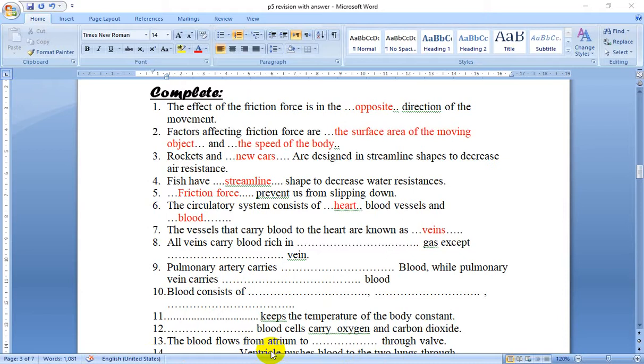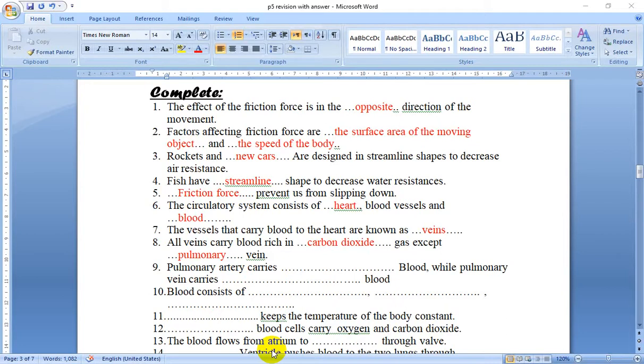as veins. Number 8. All veins carry blood rich in what? All veins carry blood rich in carbon dioxide except one. Except what? Pulmonary veins. So all veins carry blood rich in carbon dioxide gas except pulmonary veins.